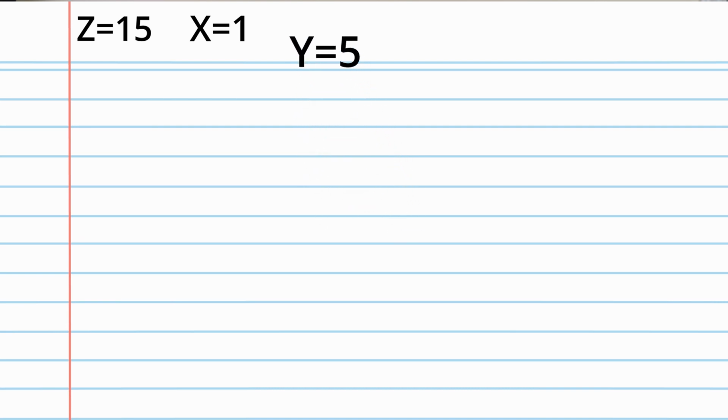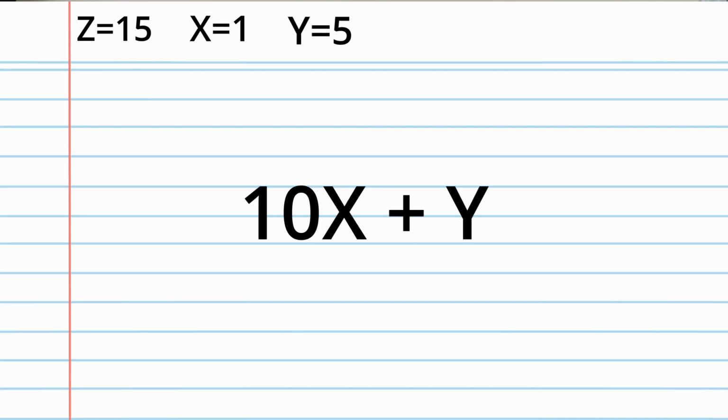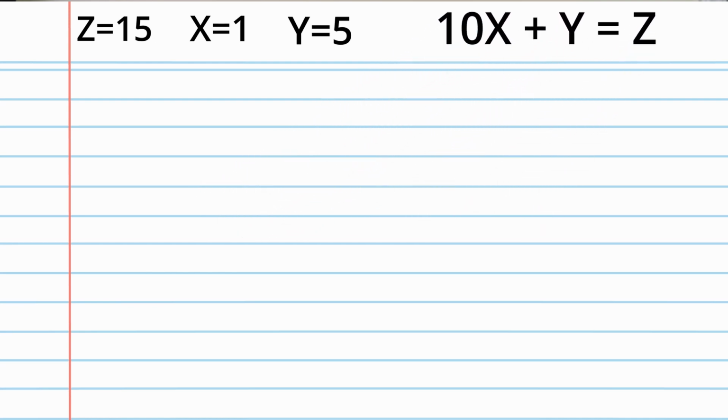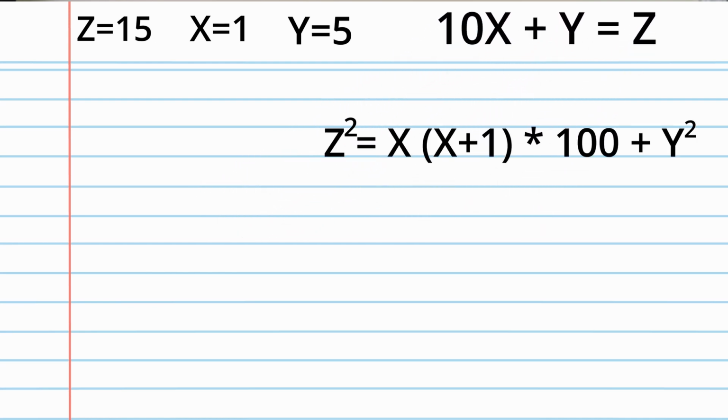So how would we get 15 from those two digits, the 1 and the 5? Well, we need 10x plus y equals z. We're going to take that equation, put it aside for a little bit, and we'll bring it back in a second. So we're going to put our party trick on the other side of the equation, which is x times (x plus 1) times 100 plus 25. And we know that 25 is equal to y squared, so we're going to substitute in y squared for the 25. So now we got x and y and z all in one equation. That doesn't really help us.